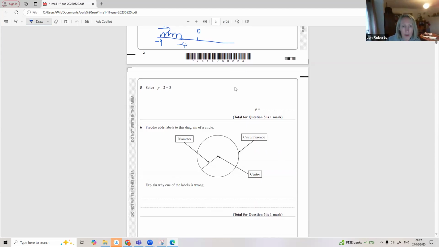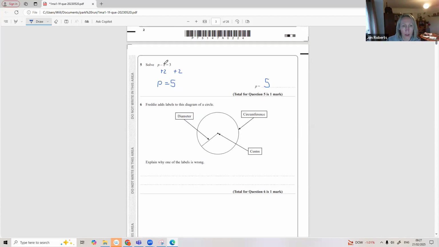Solve the equation. I was thinking when you're solving equations, you need to do reverse steps. So how do you reverse a takeaway 2? We add 2 to both sides. -2 add 2 is 0, so you're left with your p. 3 add 2 is 5. You could have really worked this out by just looking at, well, what takeaway 2 is 3?